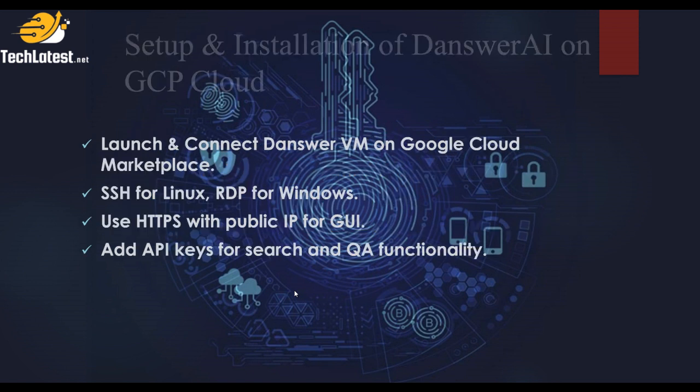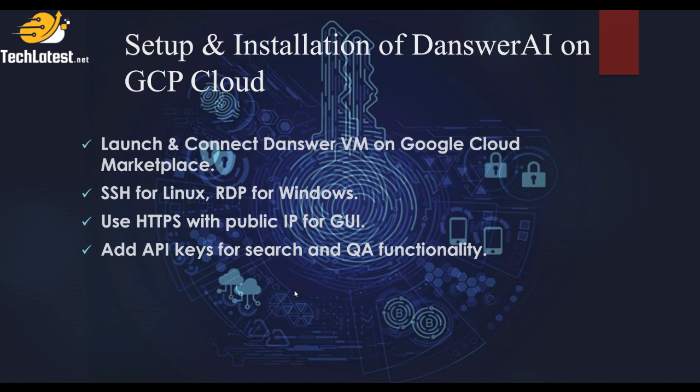So, moving to the next slide, this is the same. We'll show you the same thing on GCP cloud: SSH for Linux, RDP for Windows, using HTTPS with public IP for the GUI, and adding API keys for search and Q&A functionality. So this is basically for Google Cloud. If you search on Google Cloud for techlatest.net VM or Dancer VM with support from techlatest.net, you can find the VM on GCP cloud also.